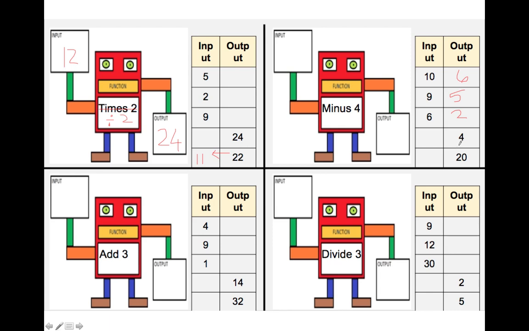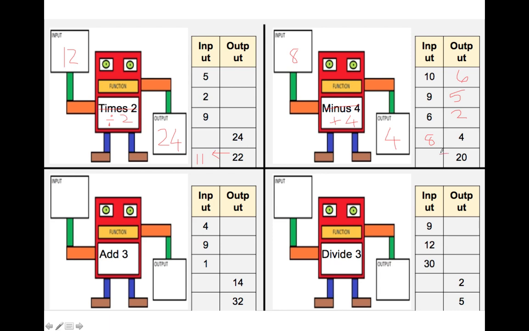Now I'm going the opposite way. So if a 4 has come out. So something, we don't know what it is, take away 4 is 4. So to find out, I need to do the opposite. The opposite of minus is add. So I'm going to add 4. 4 add 4 is 8.